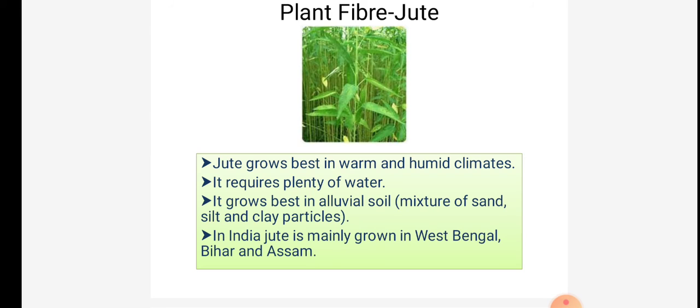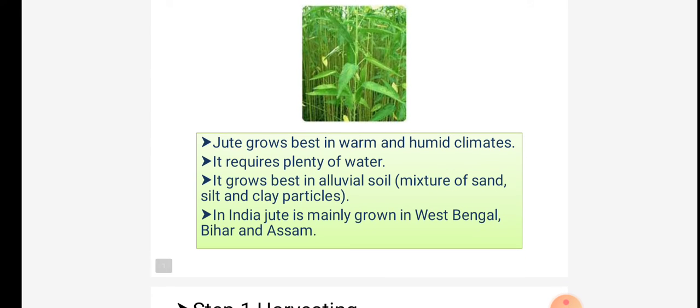Alluvial soil is a mixture of sand, silt and clay particles. In India, jute is mainly grown in West Bengal, Bihar and Assam.